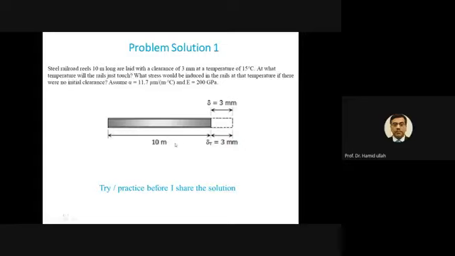Now this is the sketch. You can see the initial length is 10 meter, which is the original length. Then this is the clearance. How much is the clearance? 3 mm. And the temperature is basically 15 degree.